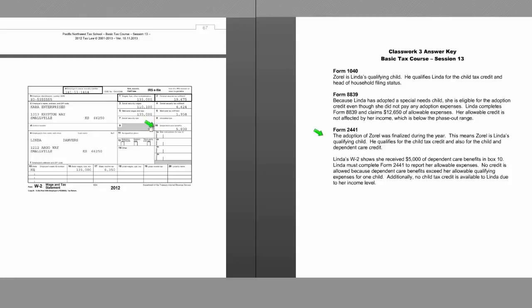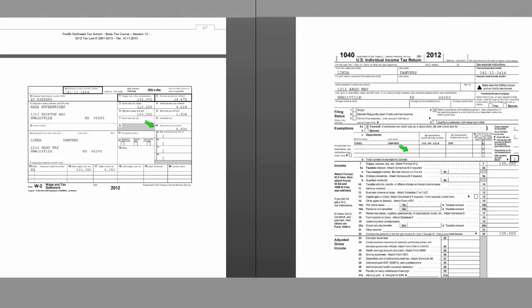But because she has dependent care benefits showing up in Box 10 of her W-2, she is still required to complete Form 2441 to acknowledge the fact that she has received that benefit and to also show that she has spent at least $5,000 or more on qualifying expenses.